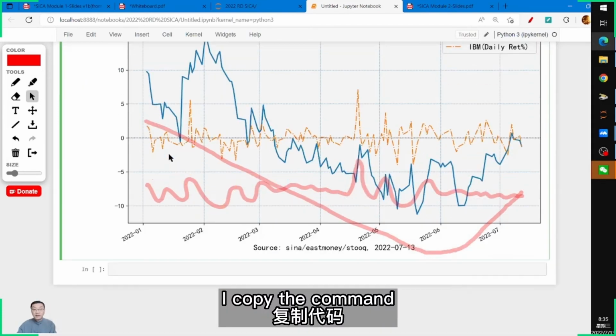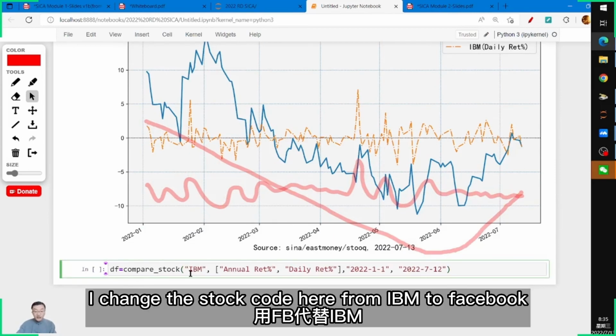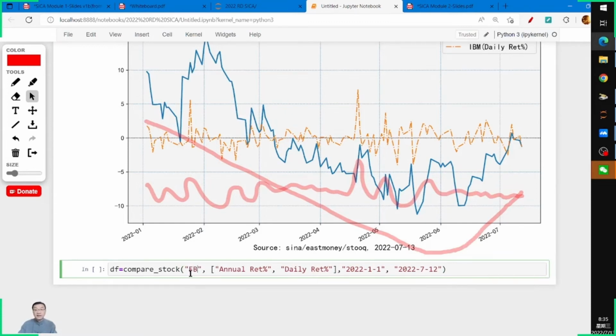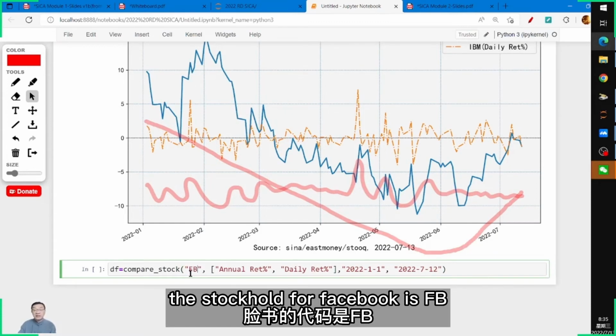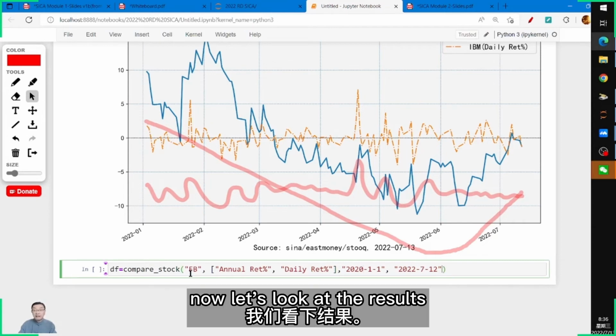I copy the command. I change the stock code here from IBM to Facebook. The stock code for Facebook is FB. And the starting date here is 2020 as requested in the exercise case. Now let's look at the results.